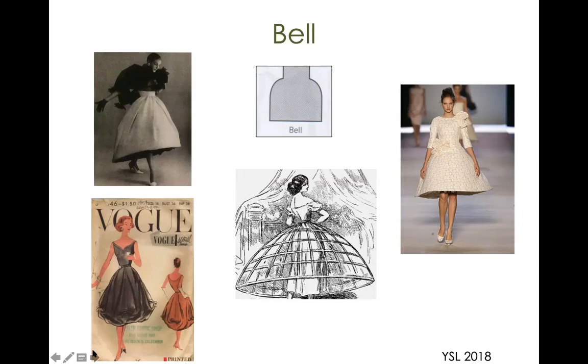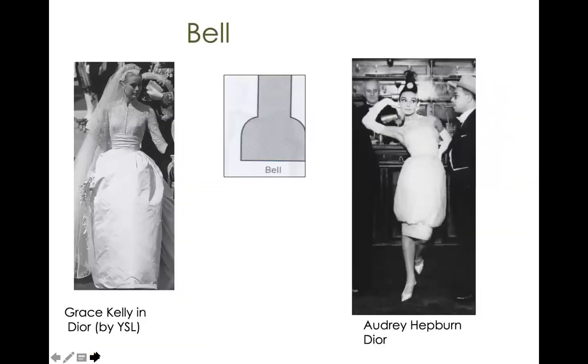The bell shape isn't all extreme. If you look at Grace Kelly's beautiful wedding dress, it was made by Christian Dior, by Yves Saint Laurent, sorry, for Christian Dior, because Yves Saint Laurent worked at Dior when he first started designing. He won a prize and he started working at Dior. And then if you look at Audrey Hepburn, that is also a Dior dress.